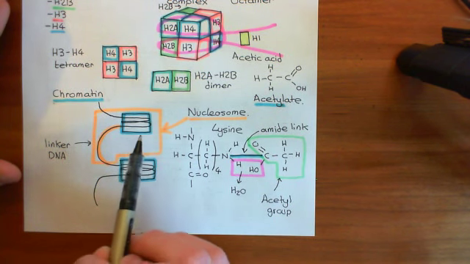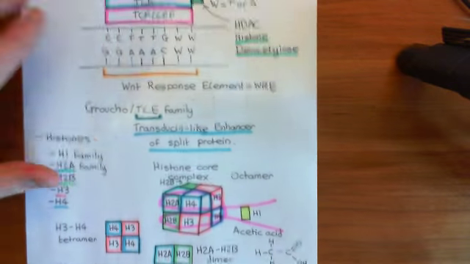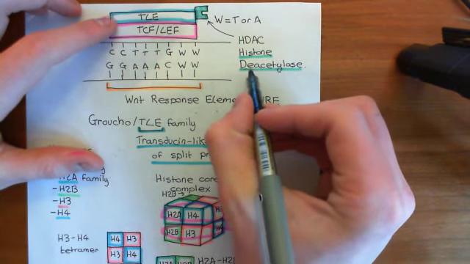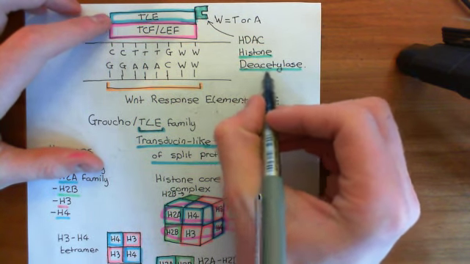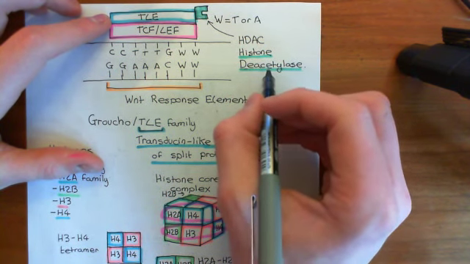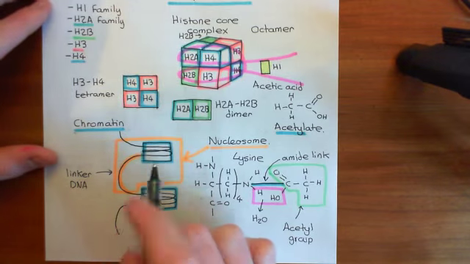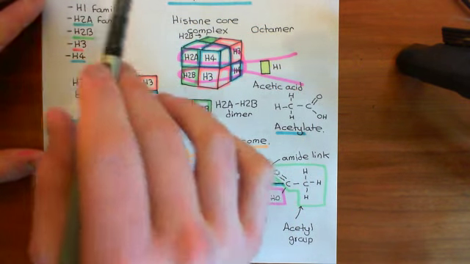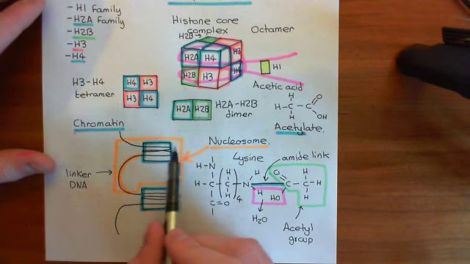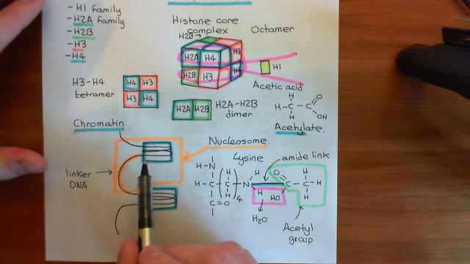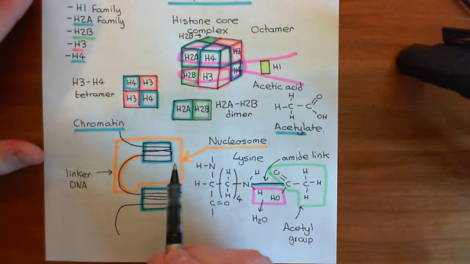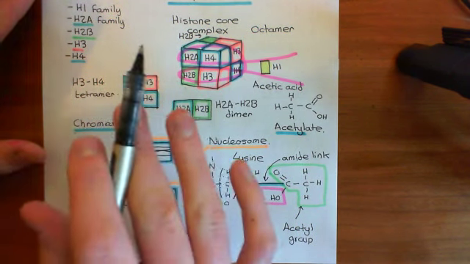Now, we have just attached onto our TLE Groucho family protein a histone deacetylase. This is an enzyme which actually removes acetyl groups from histones. So it is now going to take acetyl groups off the histones. What's then going to happen is the DNA in this local region, close to where this histone deacetylase is bound, is going to coil more tightly around the histone core complex and is going to stop being expressed. So this is going to be repressing the transcription of the downstream gene.